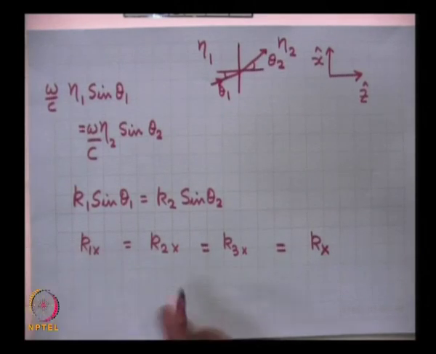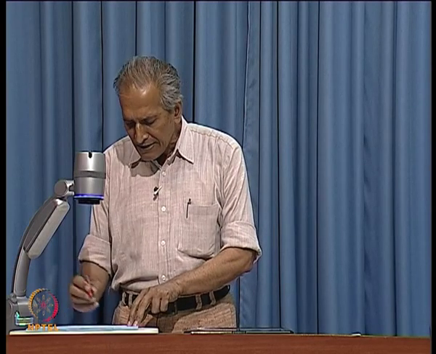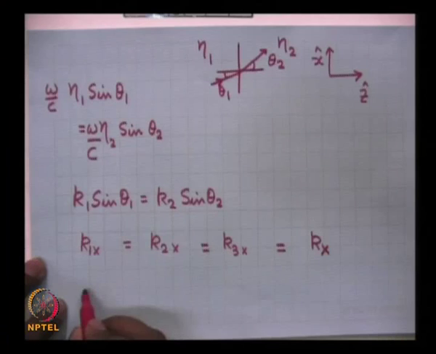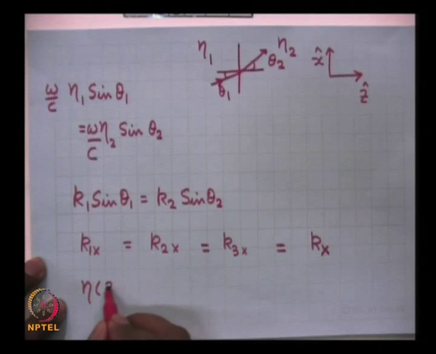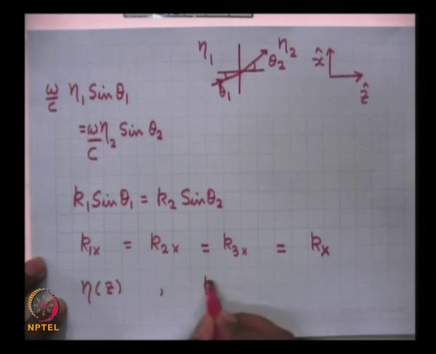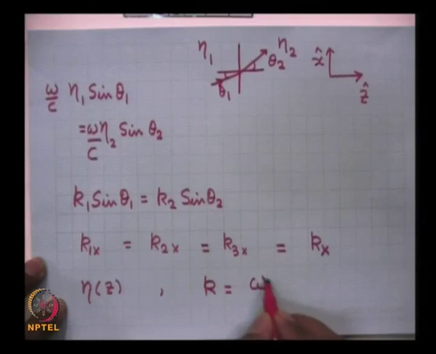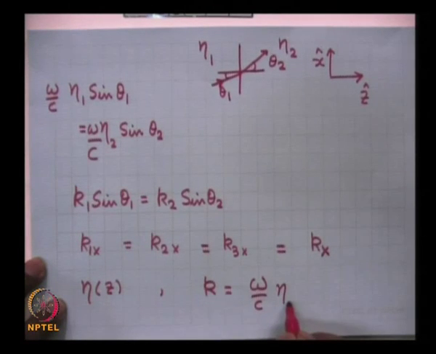How about kz in any layer? In any layer, suppose the refractive index is eta z, then the total k is omega by c into eta z.